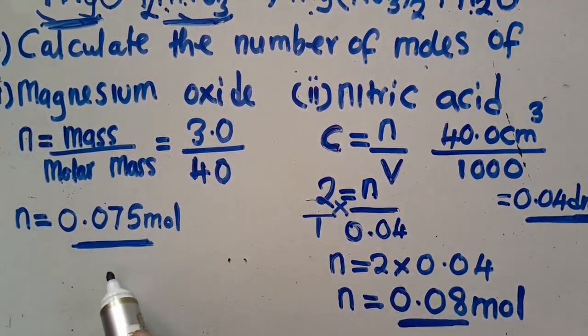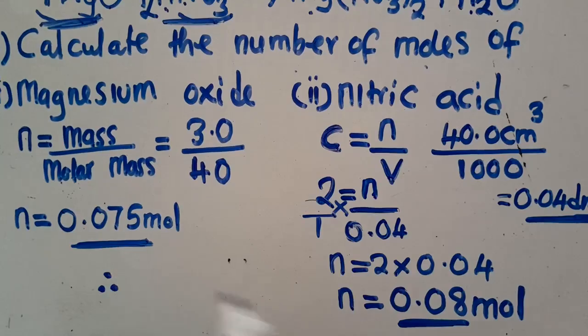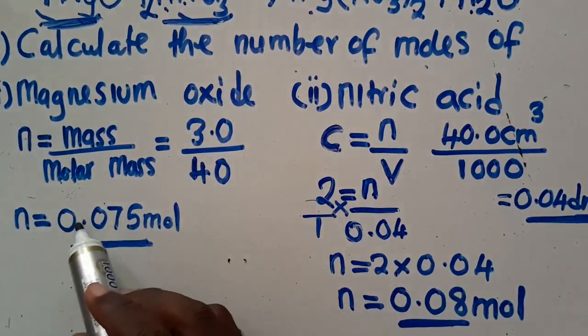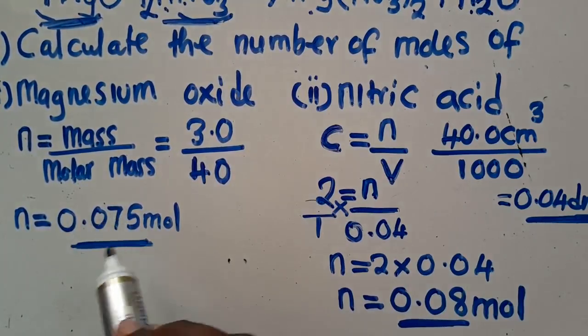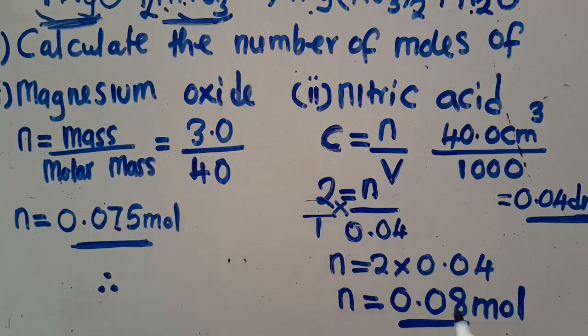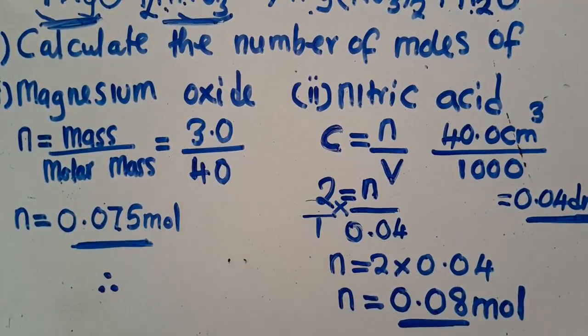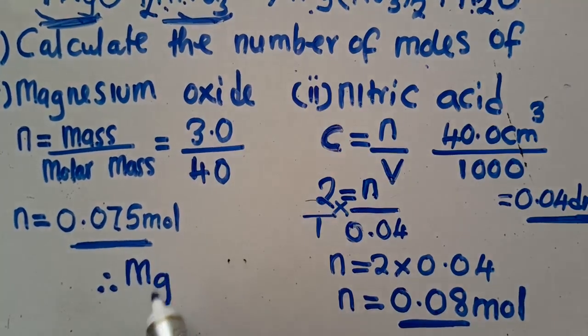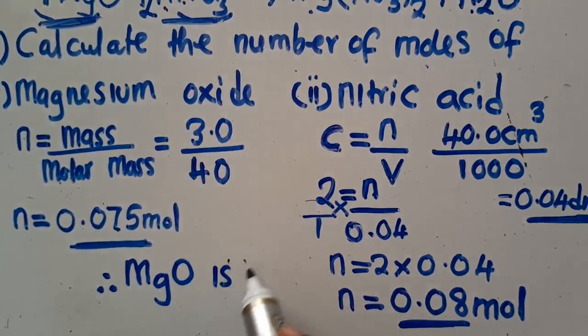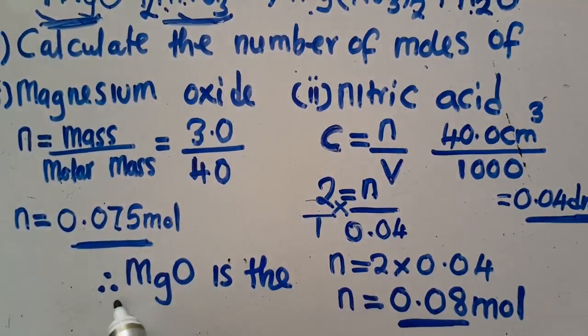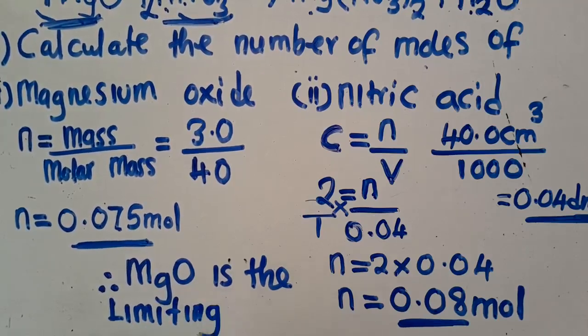In this case, what is the limiting reagent? Which one has got the least number of moles here? It is this one. Have you seen? It is 0.075 and here it's 0.8. So this one has got the least number of moles. Therefore, it is the limiting reagent. Therefore, magnesium oxide is the what? Limiting reagent. This is the limiting reagent.